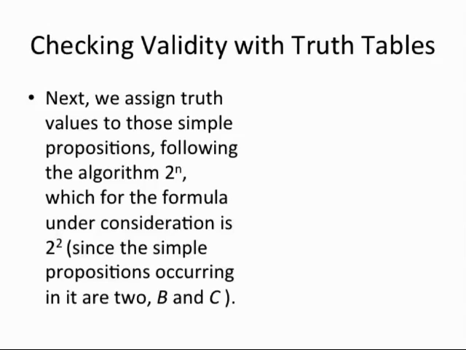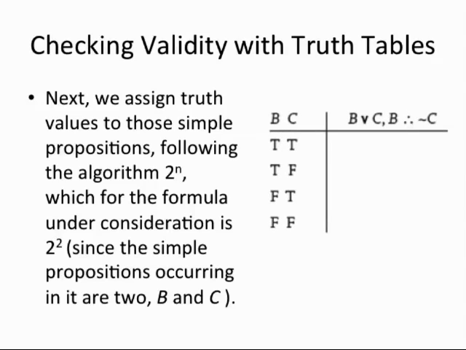Next, we'll determine how many rows the truth table must have by raising base 2 to the second power, since we only have 2 simple statements to account for. 2 to the second power is 4, so we'll have 4 rows in the truth table. It will look like this.